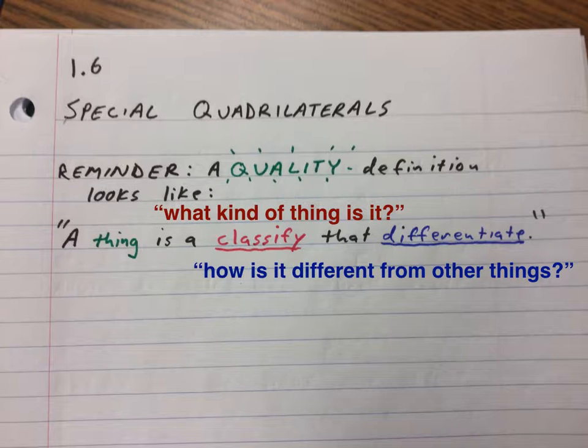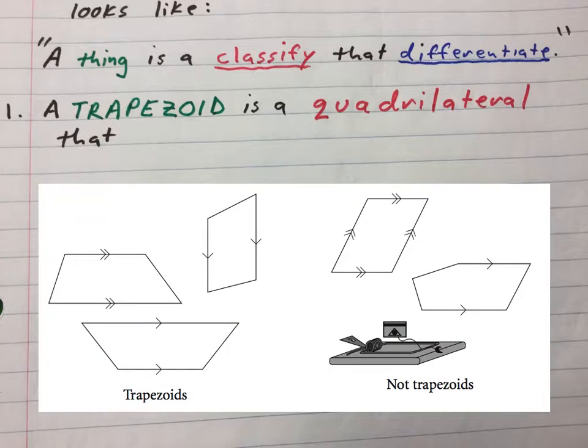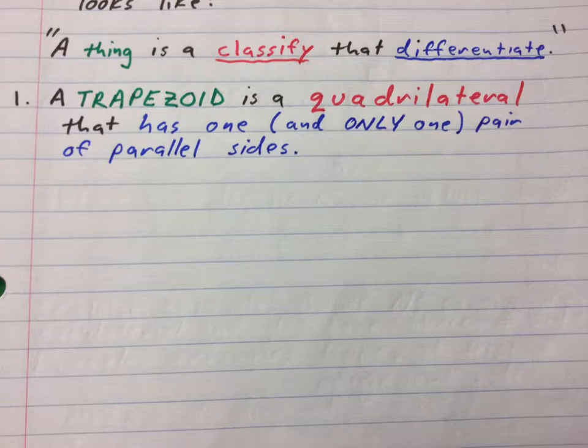So the first kind of special quadrilateral is a trapezoid. Now a trapezoid is a special kind of quadrilateral. Here are some trapezoids, here are some non-trapezoids. So what do you see that's similar? Pause the video, take a look. You probably saw the fact that there are parallel sides, but not all parallel sides. It has only one pair of parallel sides.